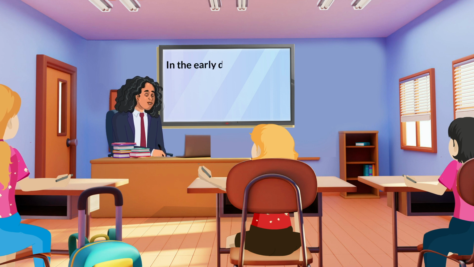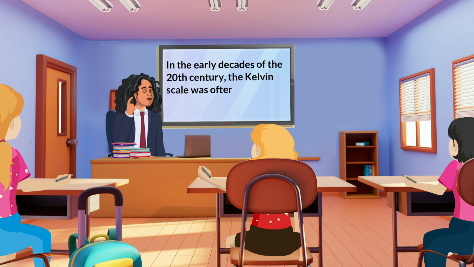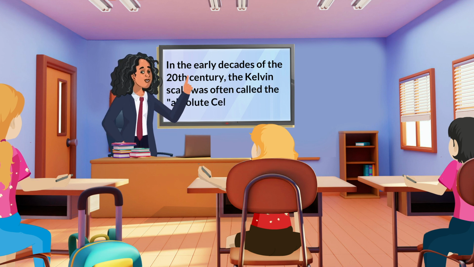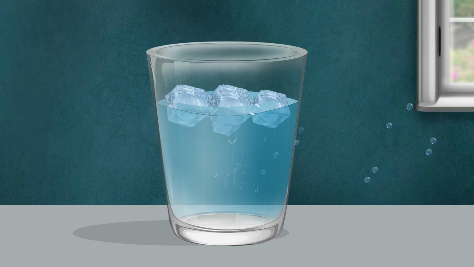In the early decades of the 20th century, the Kelvin scale was often called the absolute Celsius scale, indicating Celsius degrees counted from absolute zero rather than the freezing point of water, and using the same symbol for regular Celsius degrees, degree Celsius.